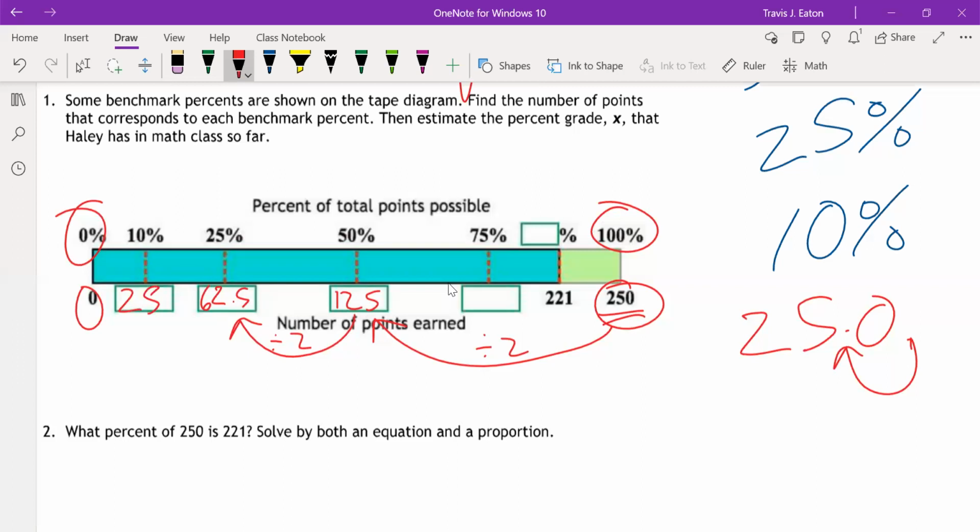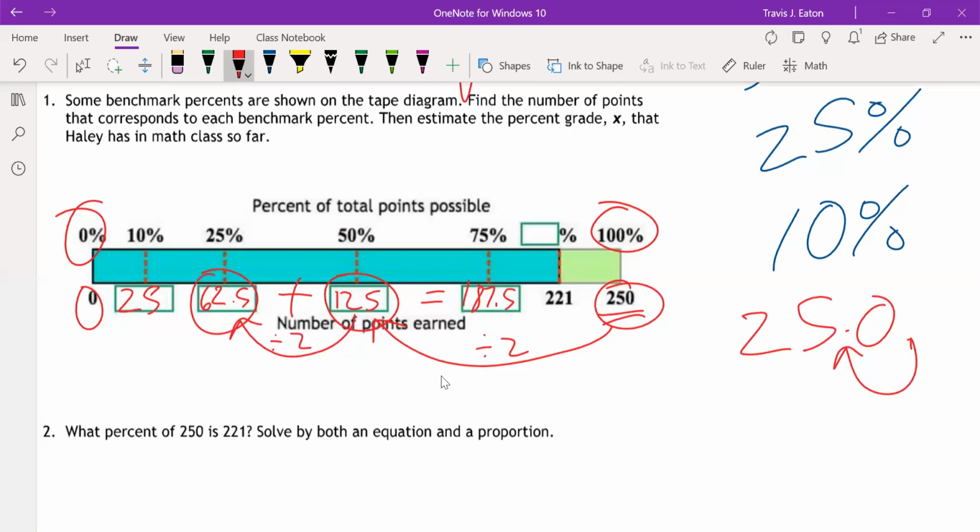Easy peasy lemon squeezy. Now, here's the cool thing. Going back to the 50 and the 125 and the 25 thing, right? If you can find the half, you can find the half of the half. Well, then you can also find what 75% is because you're going to take this and add it to your 50. 25 plus 50 is 75, right? So 62 and a half plus 125 is, what is that? That's 187 and a half, because that's going to be your 75%. So how great is that?